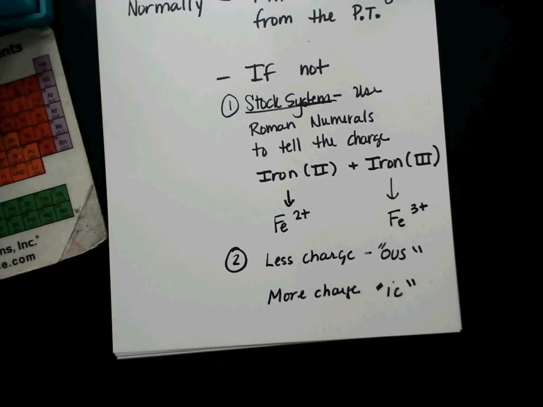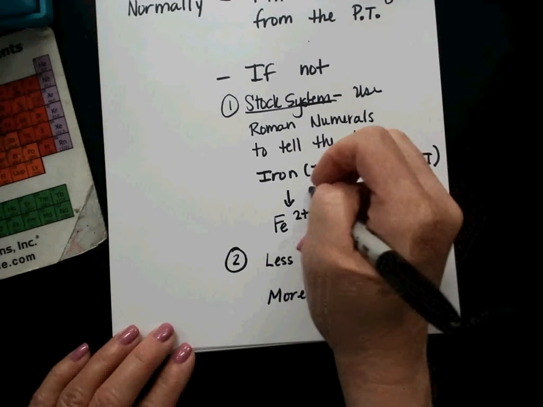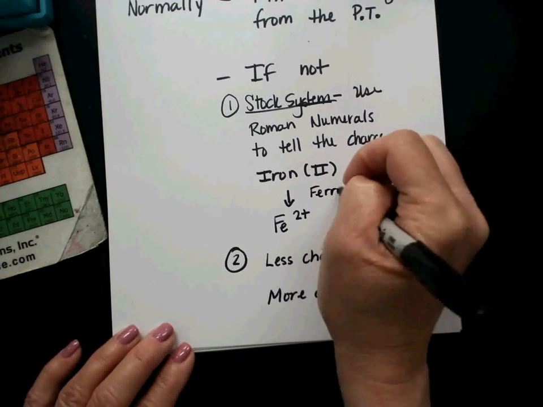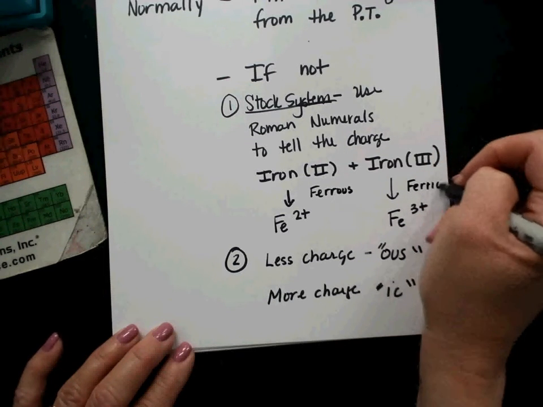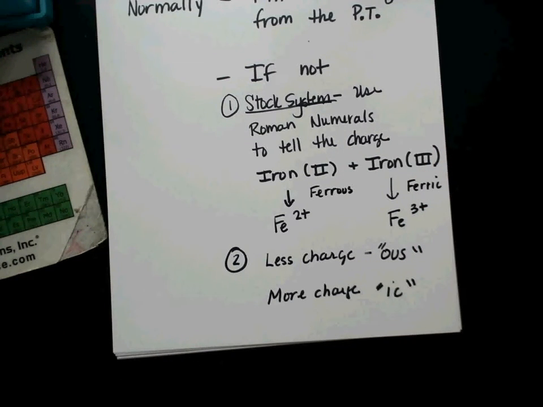The reason I gave you that little list at the bottom is because those are the elements that have strange names when they become ions. Everything else is just as it is off the periodic table. So I would call this guy ferrous and this guy ferric. Personally, I much prefer the stock system. It's way easier than remembering OUS and ICK and which one's which.